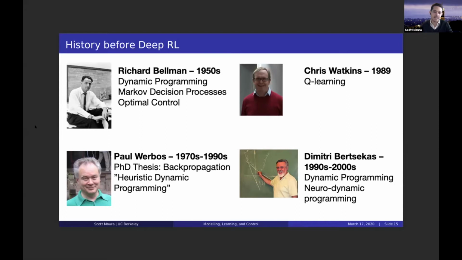Then at the other UK university that we shall not name, there was a PhD graduate named Chris Watkins, and as his PhD thesis, he formulated what is now known as Q-learning. And then Dimitri Bertsekas at MIT came up with various textbooks in extending this and using approximations, for example, neural networks, and he called it neurodynamic programming before being coined as deep reinforcement learning today.